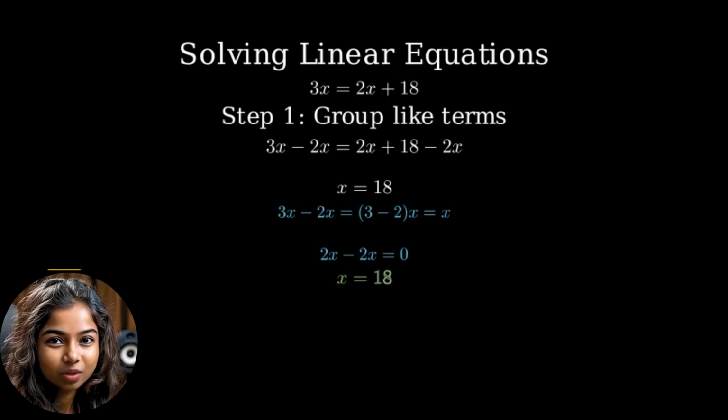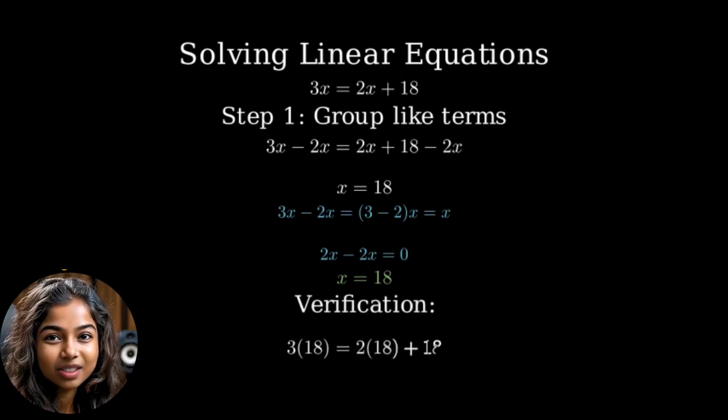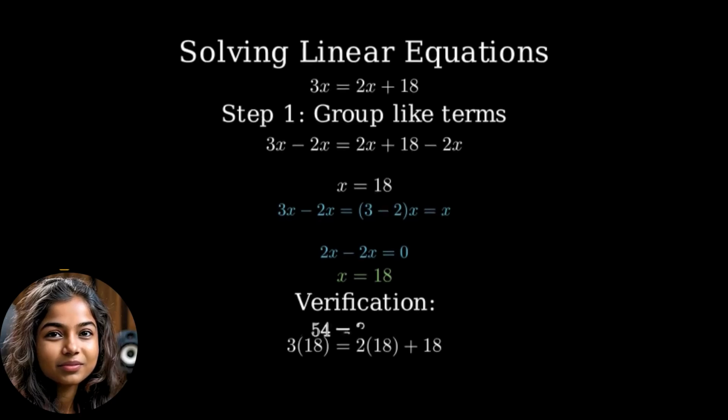Therefore, x equals 18 is our solution. Let's verify this answer by plugging it back into the original equation. Let's substitute x equals 18 into our original equation. 3 times 18 equals 2 times 18 plus 18. Let's calculate. 3 times 18 is 54. On the right side, 2 times 18 is 36, plus 18 equals 54. Since both sides equal 54, our solution is correct.